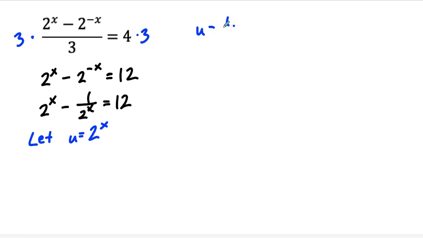All right, so let's go up here and rewrite our function now. So now we have u minus 1 divided by u equals 12. At this point, I'm going to bring this over. Actually, first I'm going to multiply the whole thing by u, and that's going to get rid of my fraction again. So I'm going to have u squared minus 1 equals 12u. Now I'm going to bring the 12 over.